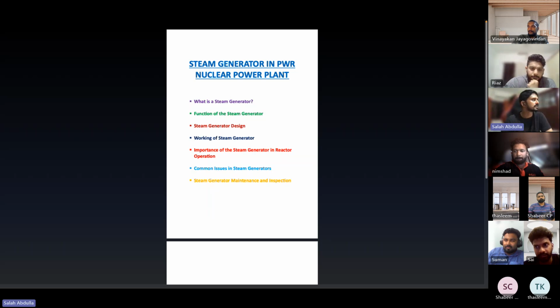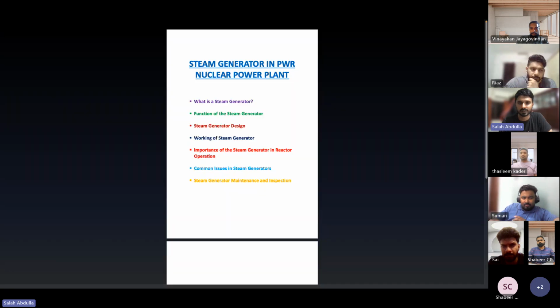Then the next topic: what is the steam generator design? We can say there are two sides, the primary side and the secondary side. The primary side is also called the hot side. The hot reactor coolant from the reactor core, at about 310 degrees Celsius, enters the steam generator through the primary inlet. I will show you a sectional view of the steam generator, and then I will come back to this design.